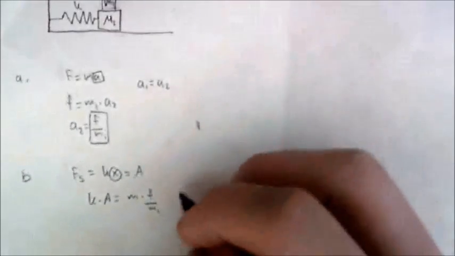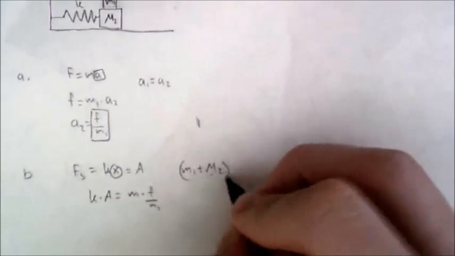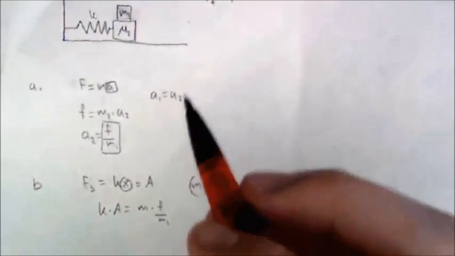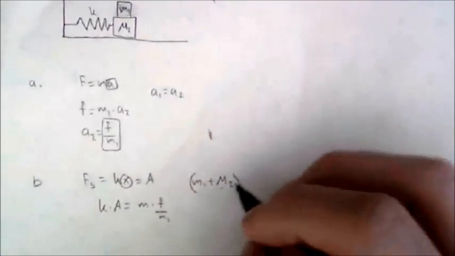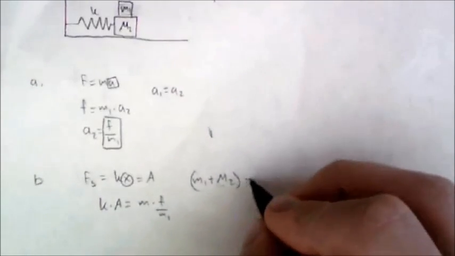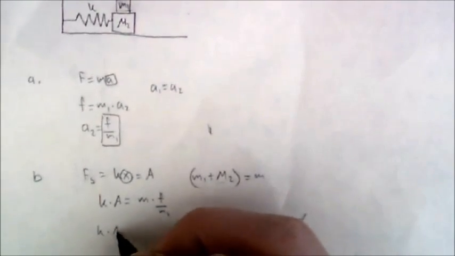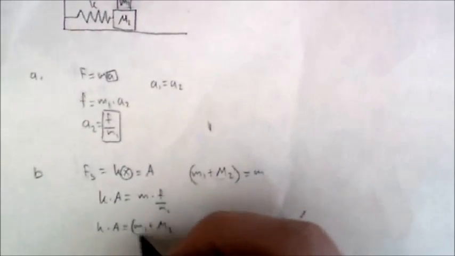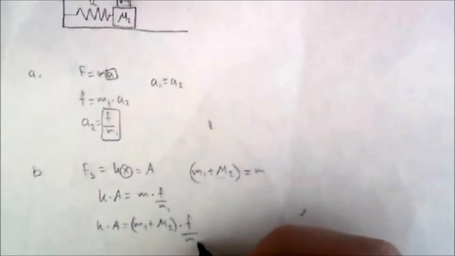Plugging in mass 1 plus mass 2, we have to use the entire mass of the system, because the force being applied by the spring goes onto the entire system, and the acceleration is according to that. So mass 1 plus mass 2 is equal to m, and there we go. So we have spring constant times the amplitude is equal to quantity mass 1 plus mass 2 times the force of friction all over mass 1.